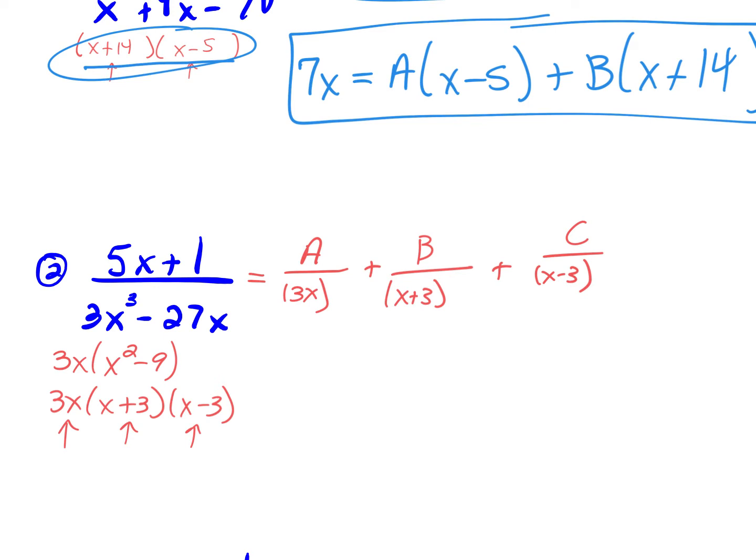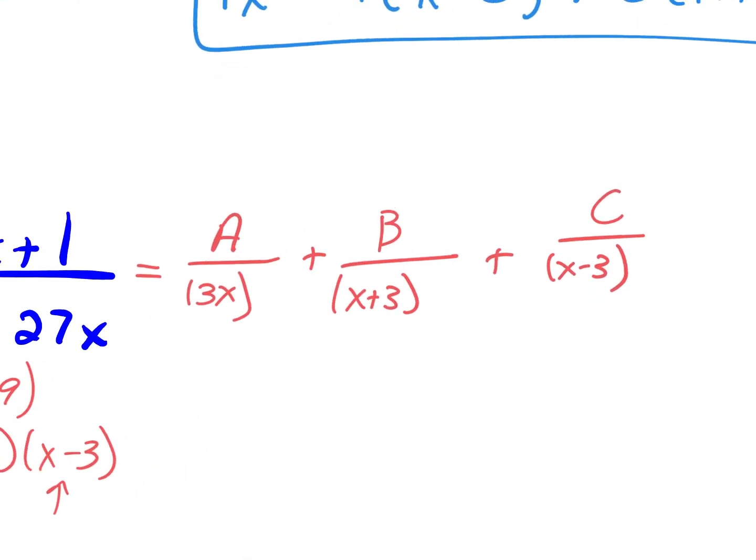Now, in order to finish our setup, we have to make the left-hand side equal to the right-hand side. We're pulling it apart. We're breaking it down. So now we have to say, okay, what would a common denominator be? A has the 3x. What are the two pieces it's missing? X plus 3, x minus 3.